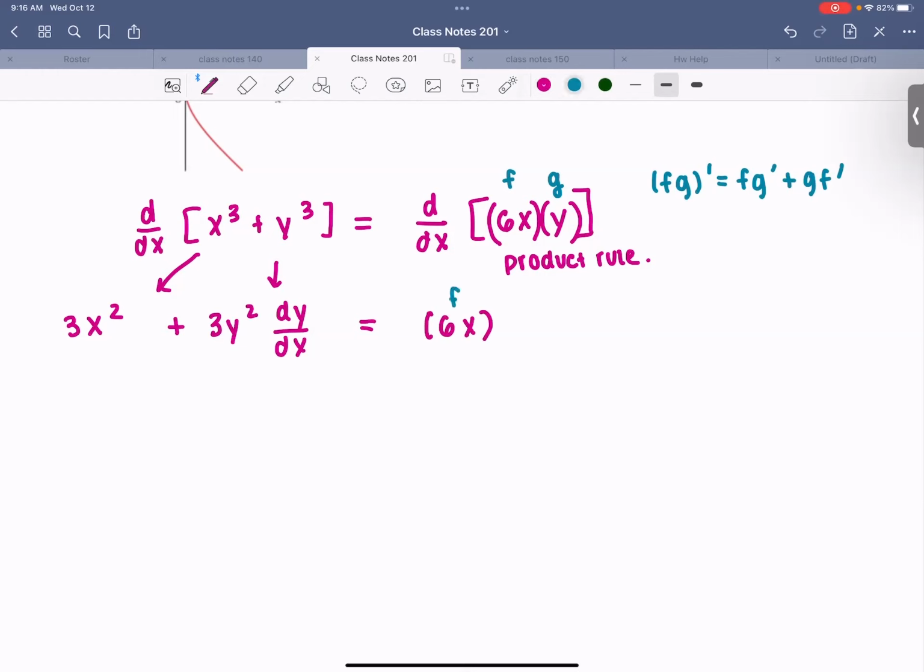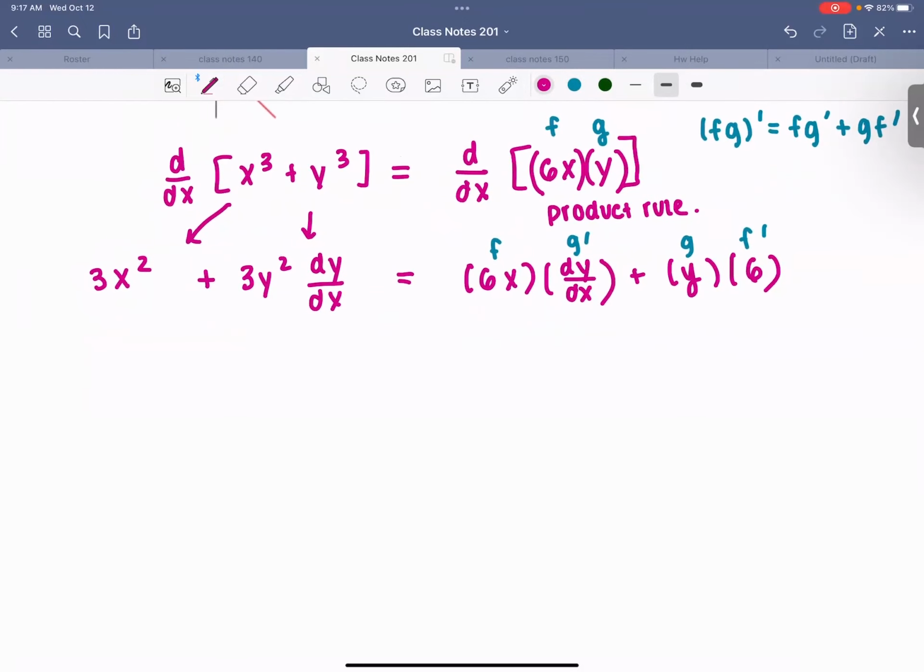What's the derivative of g? y prime or dy dx? Okay, so that's g prime. And we have to add g, which is y. So that's g. What's the derivative of f? 6, good, and that's f prime. Okay, so I just used the product rule to split this up into a bunch of things being added together here.